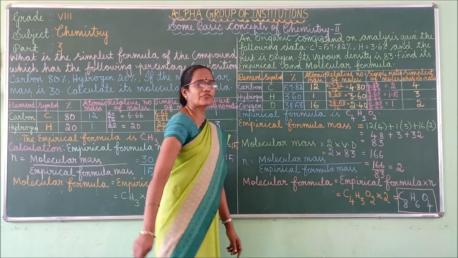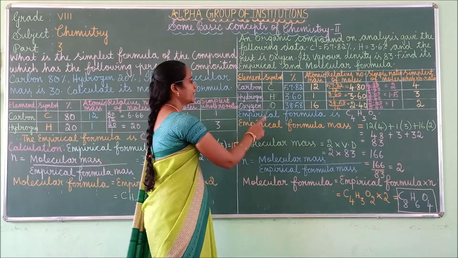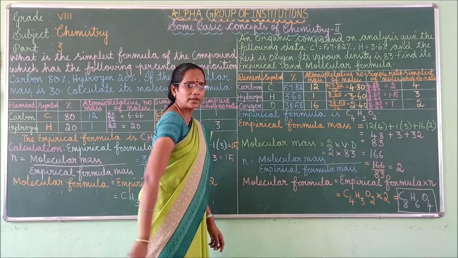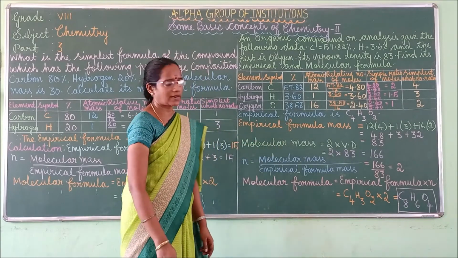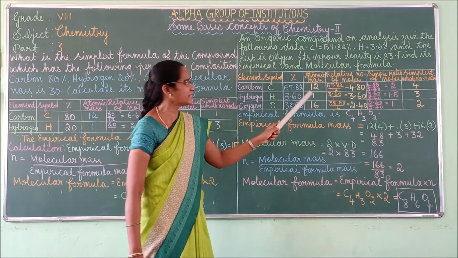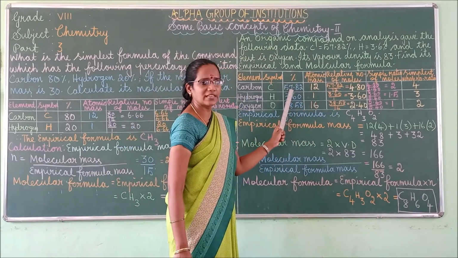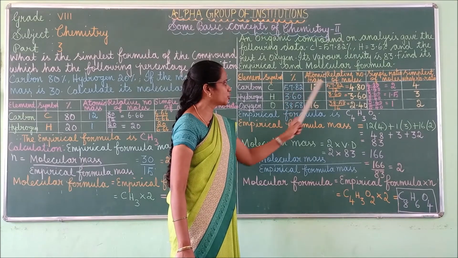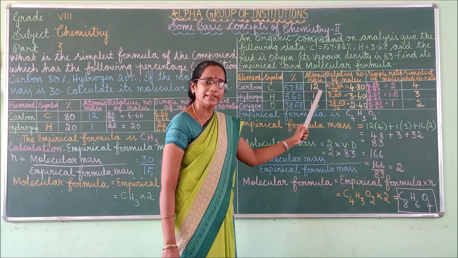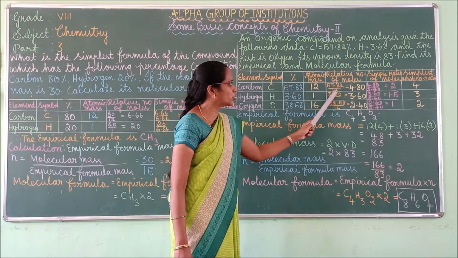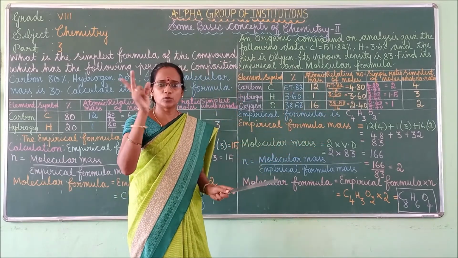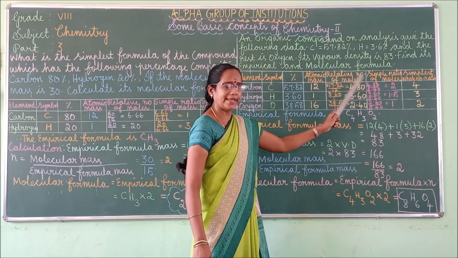Next, what you have to do? You have to find the atomic mass of carbon, hydrogen, and oxygen. For carbon it is 12, for hydrogen it is 1, and for oxygen it is 16. Next step, you have to calculate the relative number of moles. For carbon, the percentage is 57.82 divided by the atomic mass of carbon, 12. So 57.82 divided by 12, you will get 4.80, taking two decimal places.